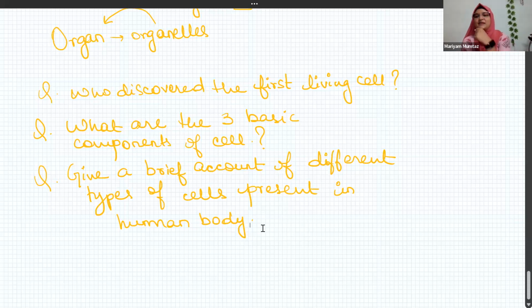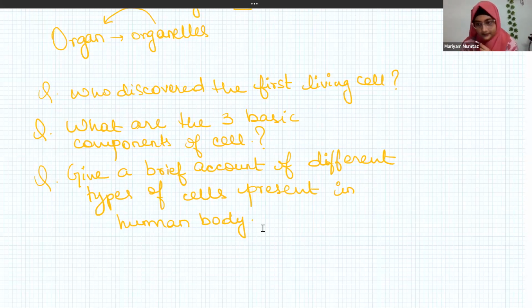Now, quickly tell me who discovered the cell for the first time? Robert Hooke in 1665. Very good. Now, Reema, tell me who gave the cell theory? Name one scientist.